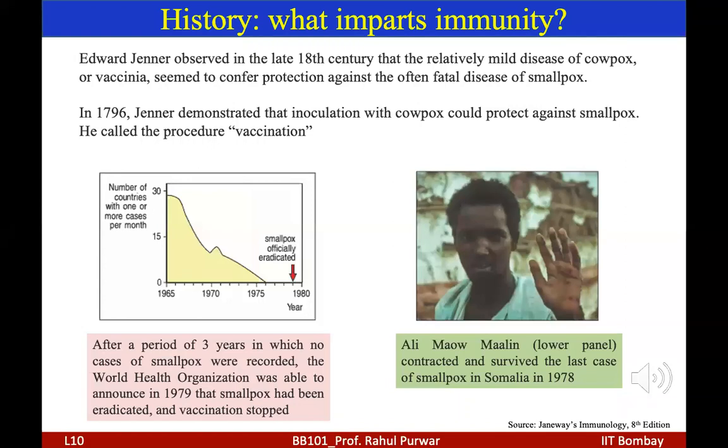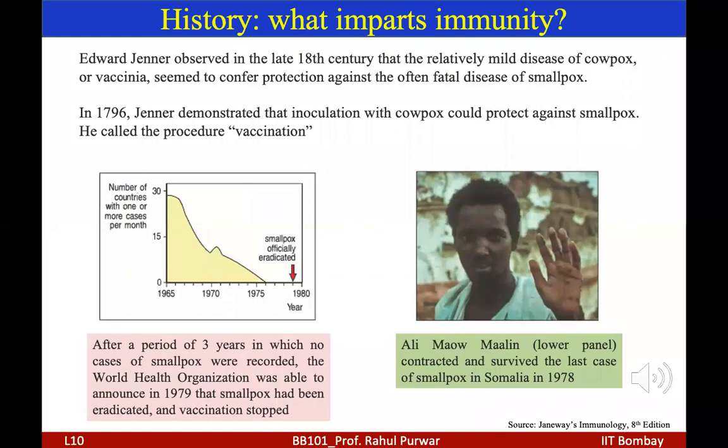In 1796, Jenner demonstrated that inoculation with cowpox could protect against smallpox, and he called the procedure vaccination. So the word vaccination came from Edward Jenner in the 18th century, in the year 1796. And from that time, people started vaccinating.